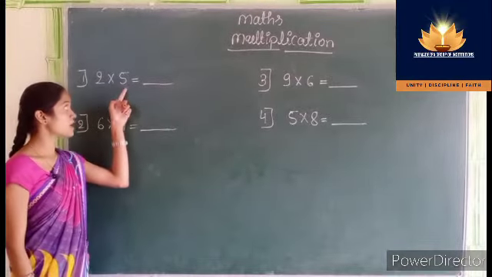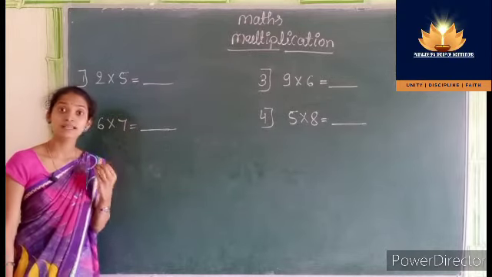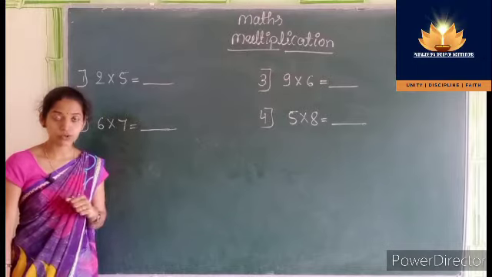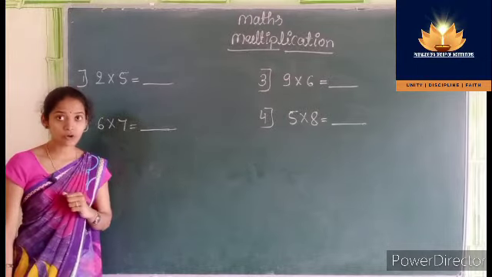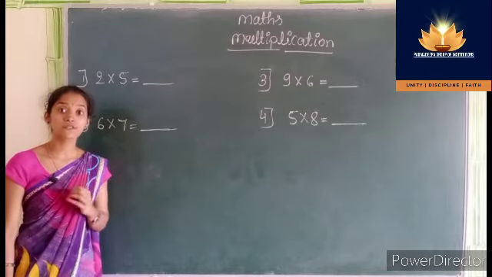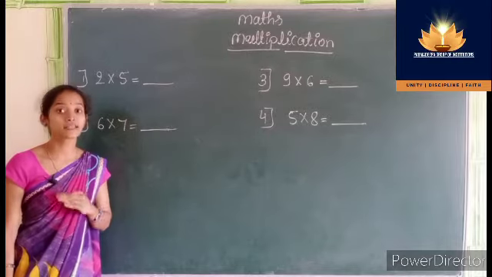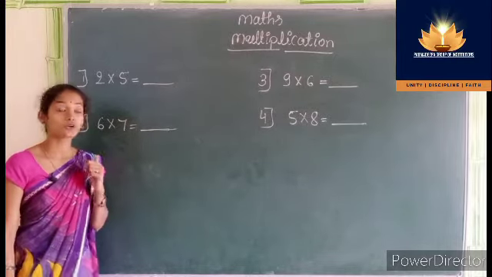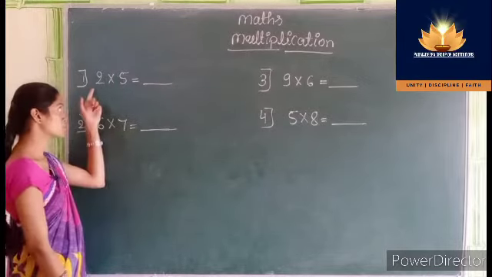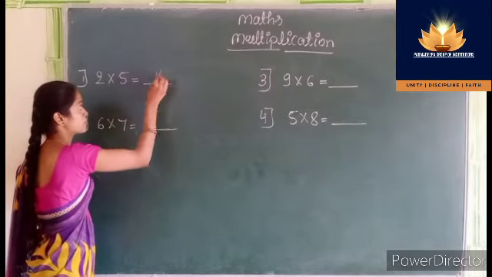2 into 5 is equal to how much? Students, tell me the table of 2. 2 ones are 2. 2 twos are 4, 2 threes are 6, 2 fours are 8, 2 fives are 10. How much? 2 fives are 10. When we multiply 2 and 5, we will get 10.